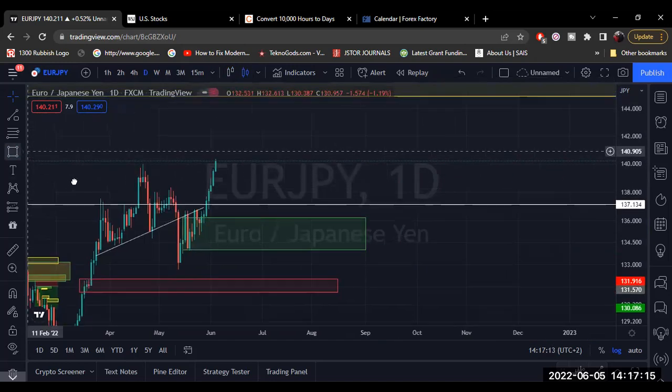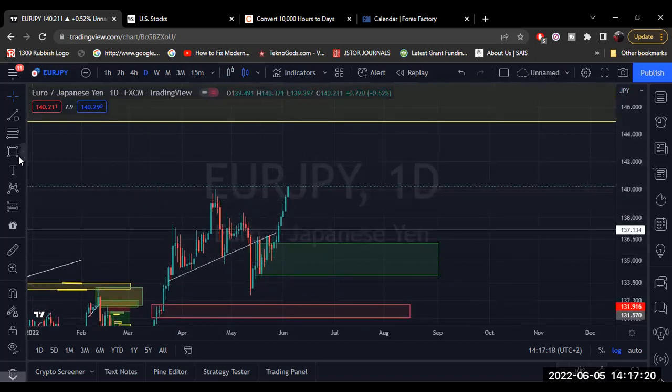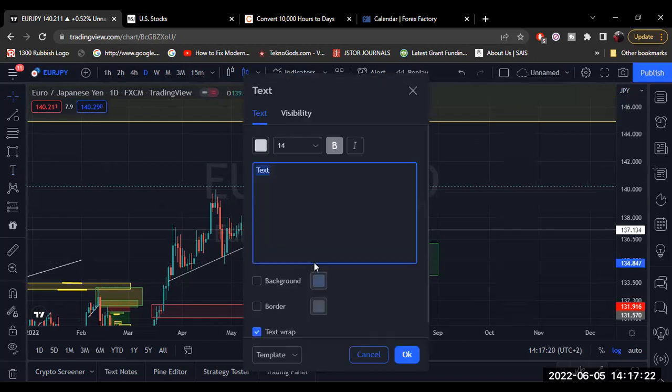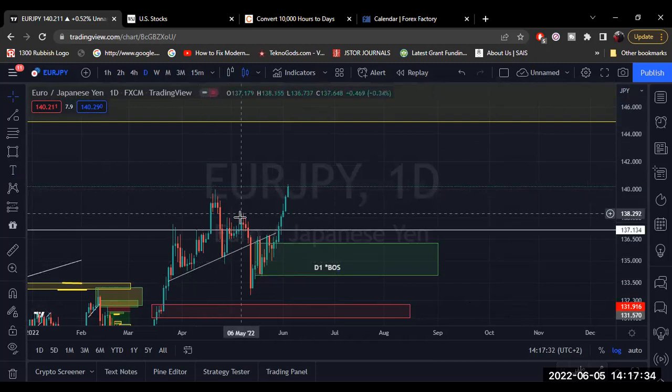So we've got some significant buying power somewhere down here. And this is important. Why? Because it's the OB, right? The day one demand that literally broke market structure, right? It literally is the cause of taking out these highs, taking out these highs.